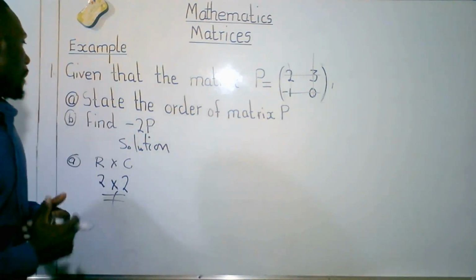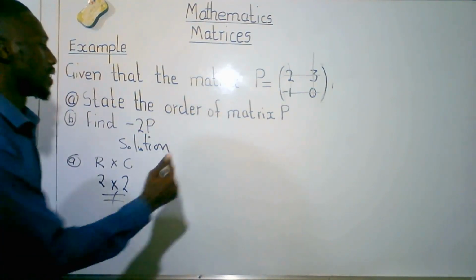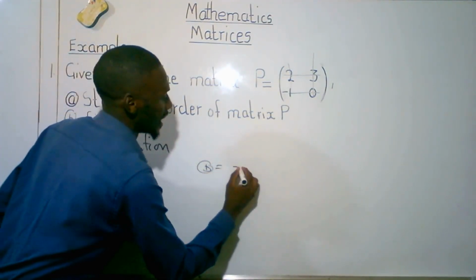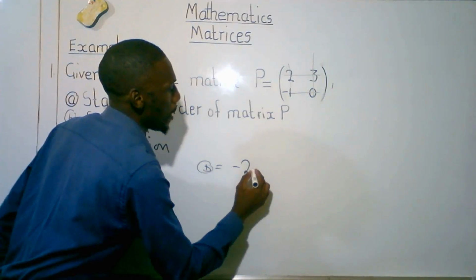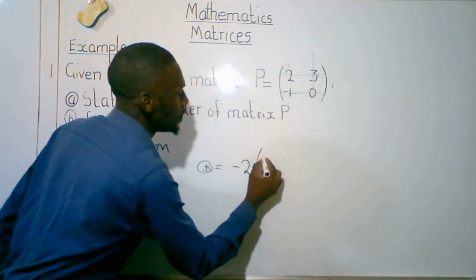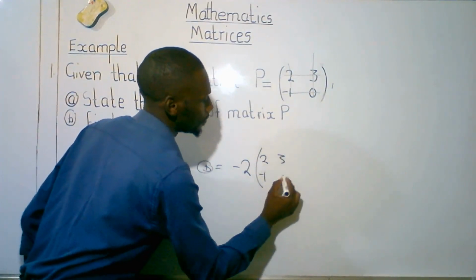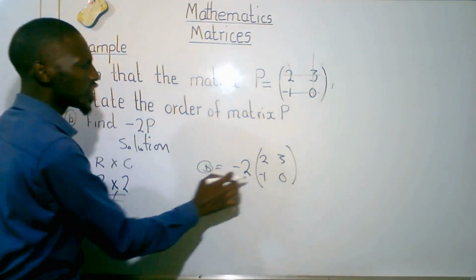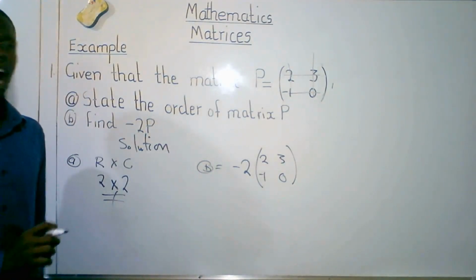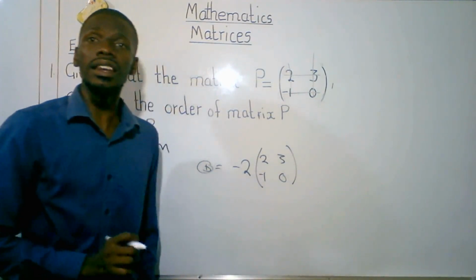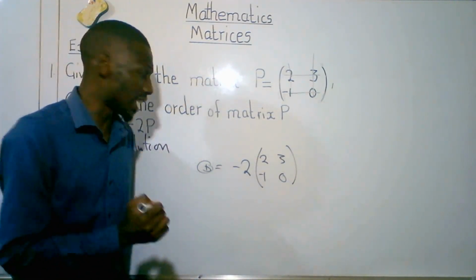B. B is saying find negative 2P. So for P, we're going to list the elements that are in P. This negative 2 is a scalar, and we're going to multiply our scalar with all the elements in P. So let's start.